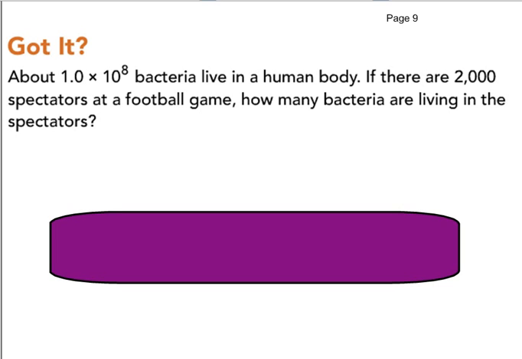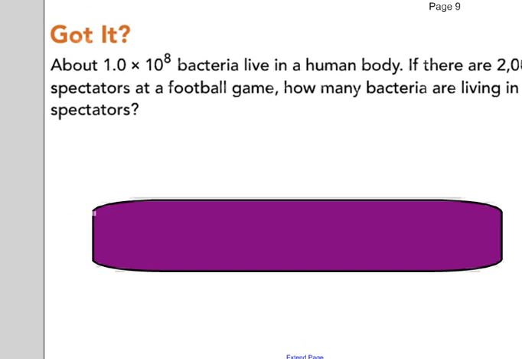Okay, here we are on page 9. We have a word problem regarding bacteria. About 1 times 10 to the 8th power bacteria live in a human body. If there are 2,000 spectators at a football game, how many bacteria are living in the spectators? Let's see if you can set that up. I'll come back and we'll see how you did.